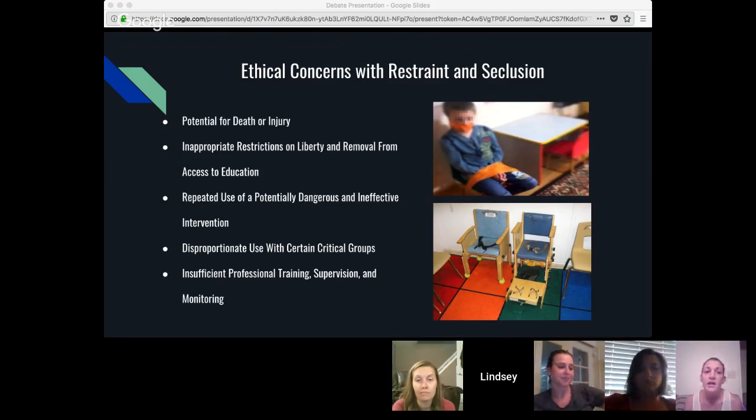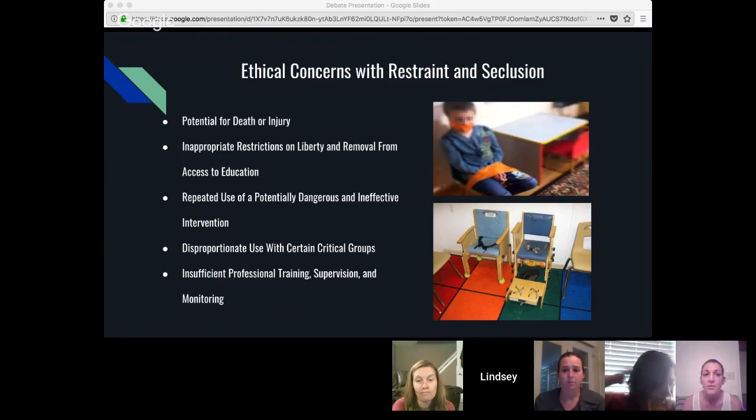They may be implemented at times they're not warranted, because typically restraint and seclusion is designed to be used when an individual is in crisis, which is defined as continuous aggression, self-injurious behavior, high magnitude destructive behavior. There are many instances, however, that these procedures are used before it actually reaches a crisis situation.